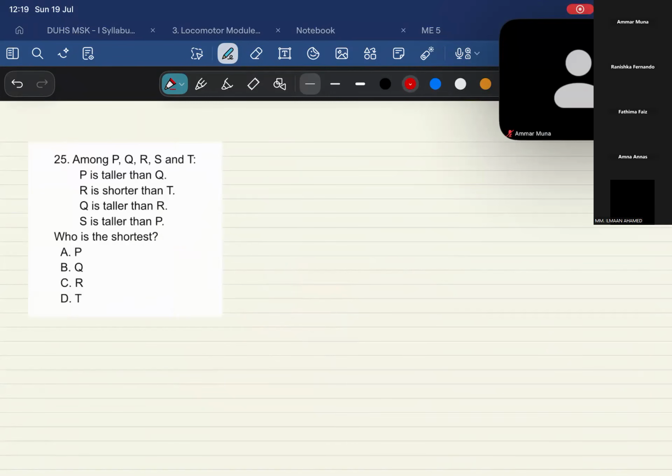Among P, Q, R, S, and T, P is taller than Q. As we discussed in our previous model paper, it's a comparison between 2, and then we have to finally make a list of who's the tallest. So let's read. P is taller than Q. R is shorter than T. Q is taller than R. And S is taller than P.